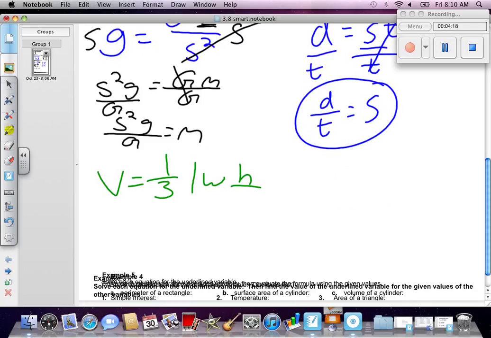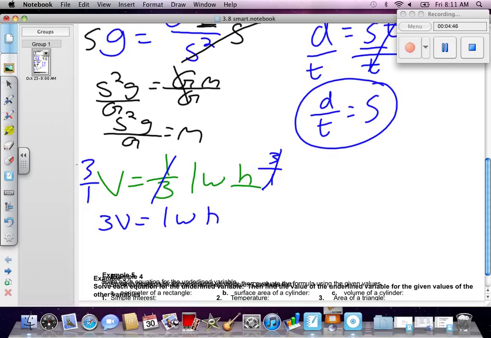Okay. So, we're trying to get H by itself. The first thing I'm going to see, are there any numbers in this equation? So let's get rid of that 1/3 first, okay? If we're getting rid of a fraction, we multiply by the reciprocal. Good. So I'm going to multiply both sides by 3 over 1. These are gone now, and I get 3b equals LWH.